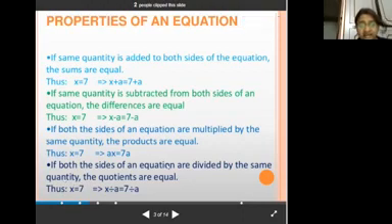If both sides of the equation are divided by the same quantity, the quotients are equal. That means if we have an equation x is equal to 7 and we divide both the sides of the equation by a, x divided by a is equal to 7 divided by a. a is any quantity, I told you, but it should be a fixed quantity, not a variable.